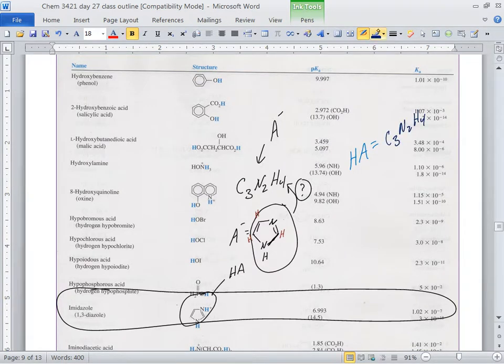C3N2H4. But then it has to have also the hydrochloride, another H and another Cl. Because if you don't add both of those, you're going to get the wrong molar mass. You get the wrong number of moles then. So find the molar mass of both imidazole, the conjugate base form, and imidazole hydrochloride, the conjugate acid form.